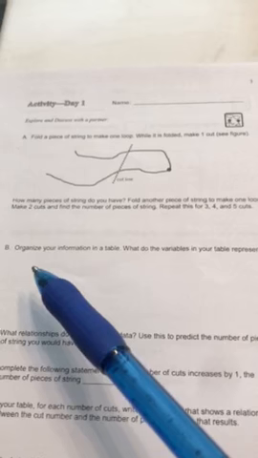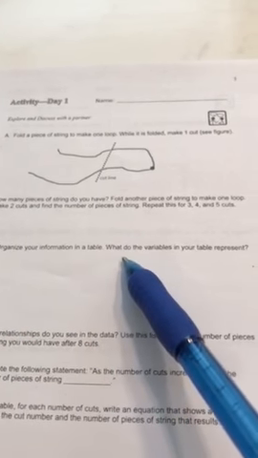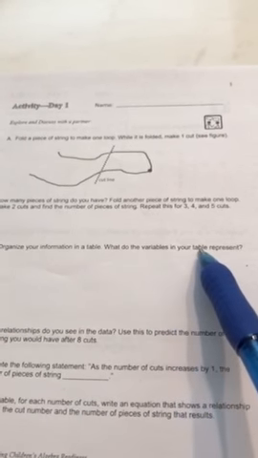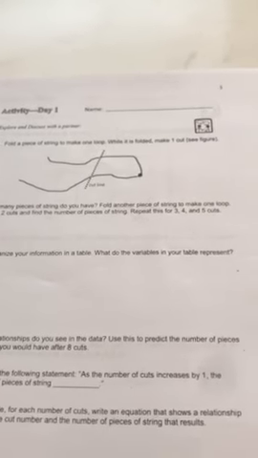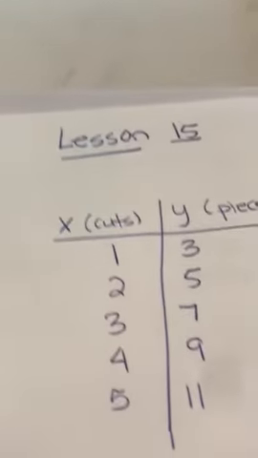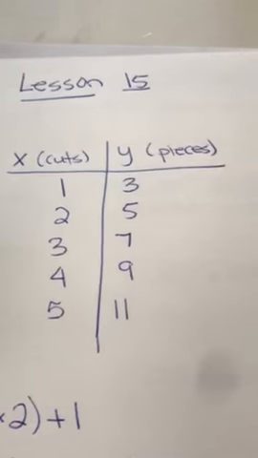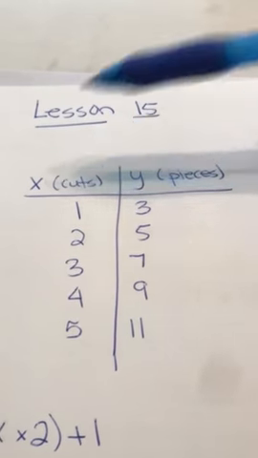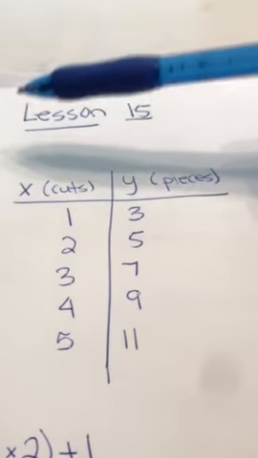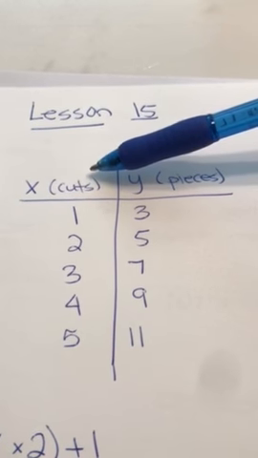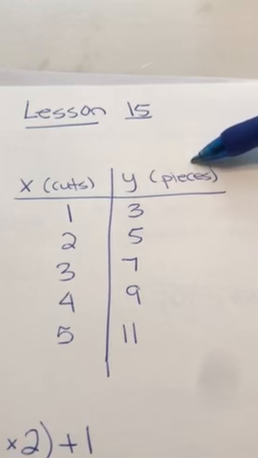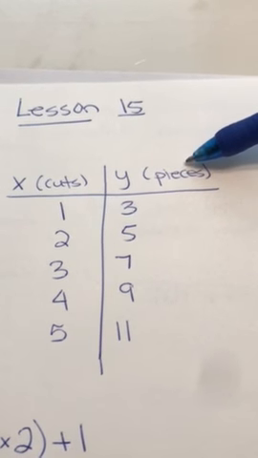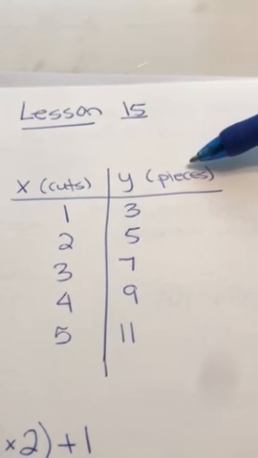So for B, it's going to say organize your information in a table. What do the variables in your table represent? So I'm going to show you that. So for B, here is B, okay? Here's our table. X is going to represent, and you're going to be copying this down, please, under B, X is going to represent my cuts that I made in the string. Y is going to represent the pieces that are left over once I make the cut, okay?